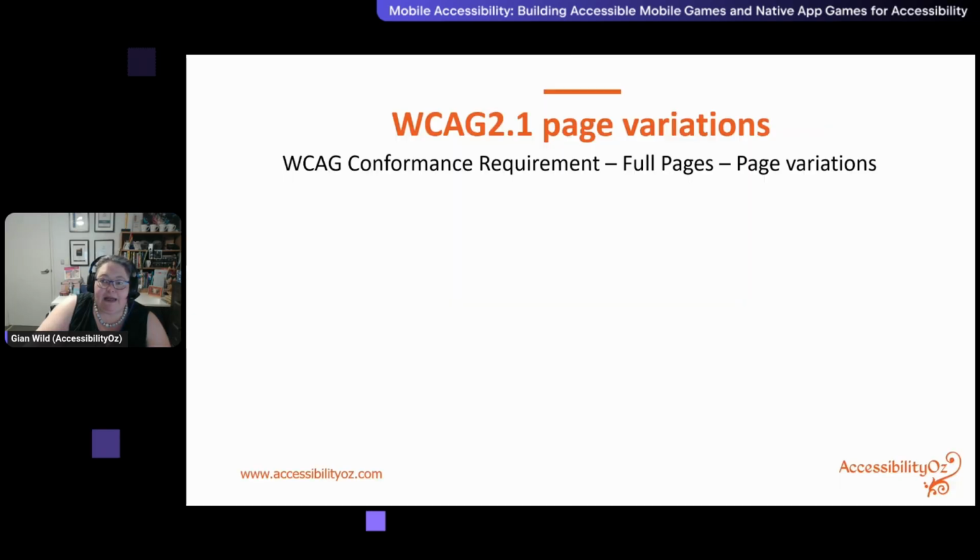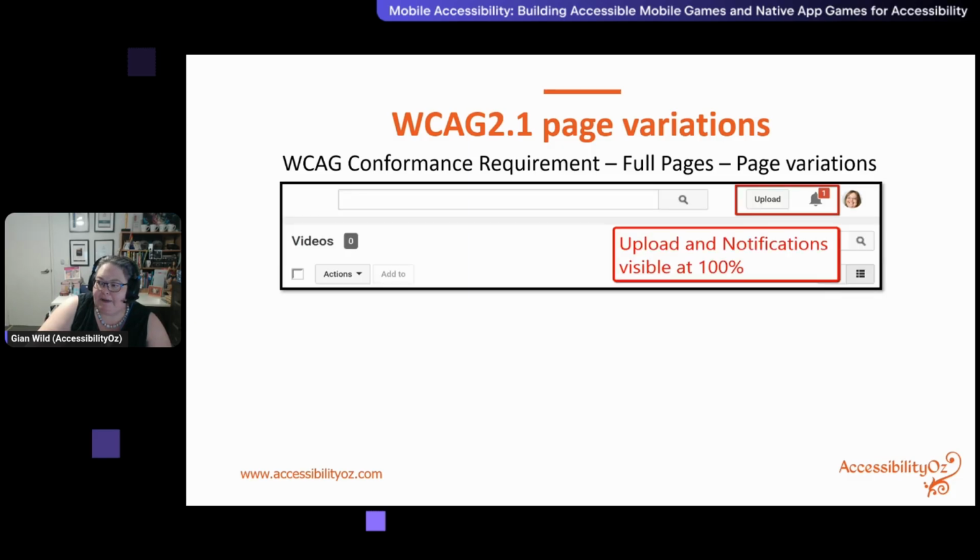This is a really good example. This has been fixed. So this is YouTube, and this is a screenshot of YouTube on desktop at 100% screen size. And you can see in the top right-hand corner, there's the upload and the notifications button. Now, if you increase the text size to 200%, it disappears. So all of a sudden, you can't upload or access your notifications if you're looking at the page at 200% on desktop.